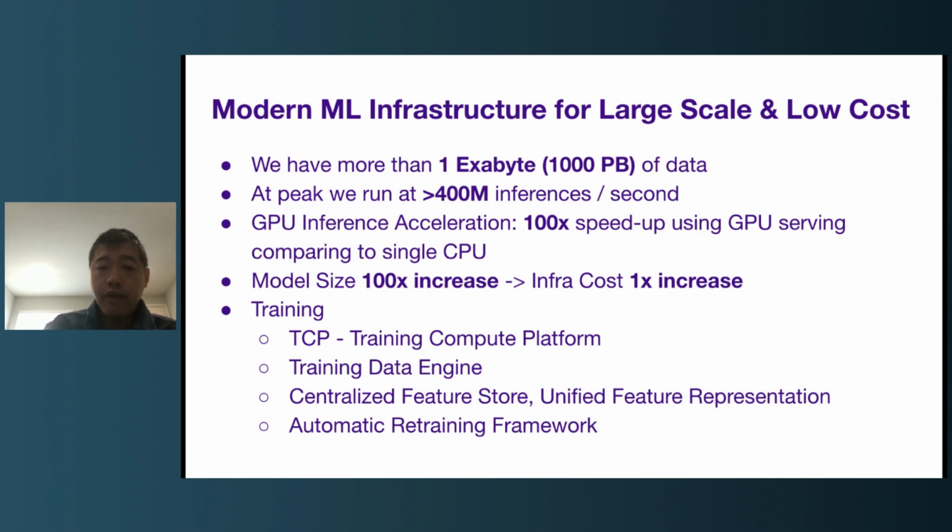We also have a unified training compute platform. We have a training data engine. We have a centralized feature store. We also have a unified feature representation to make sure that we can maximize machine learning productivity and leverage. Finally, we also have an automatic retraining framework to make sure our models are regularly retrained to remain fresh.